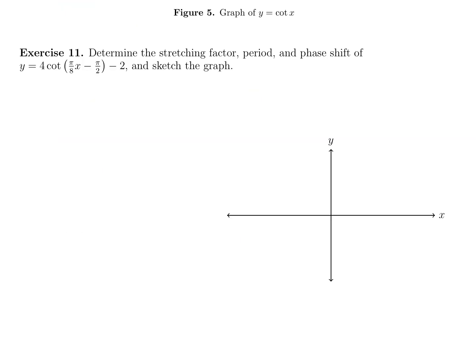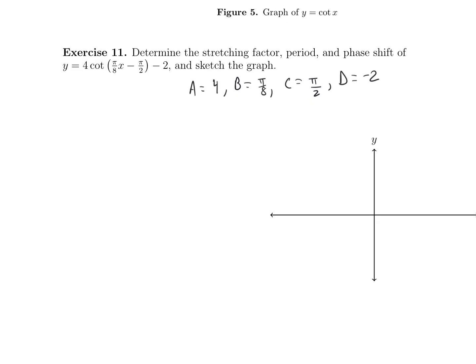Let's start off with listing out our A, B, C, and D. A is 4, B is pi/8, C is positive pi/2. See, in this case, it's already minus, so you don't need to change it to a double negative. So it's simply positive pi/2. And then D is -2. Okay, so let's start with the midline.